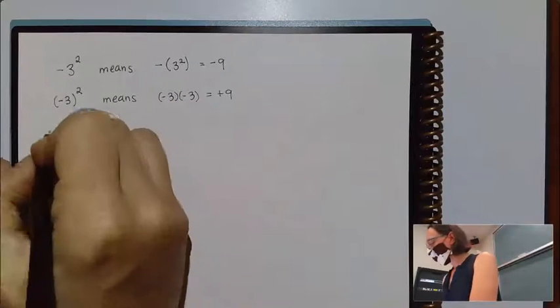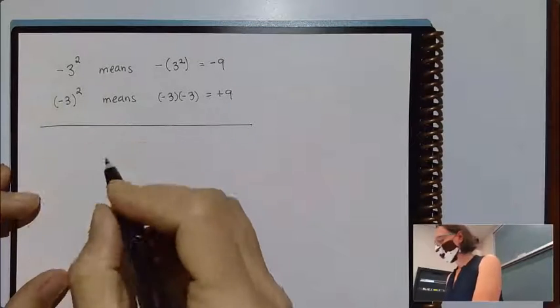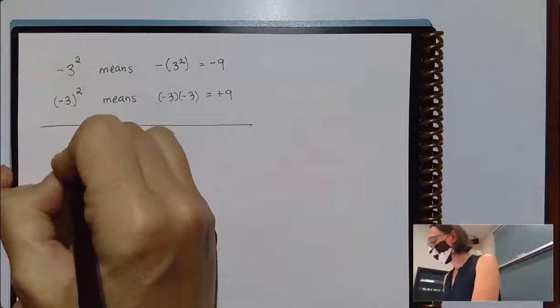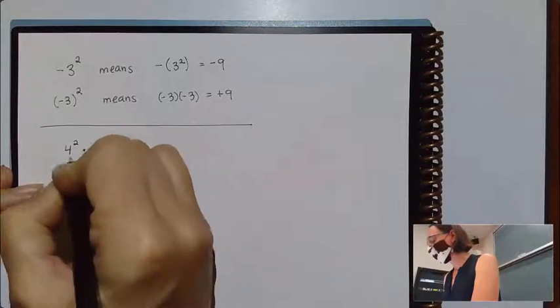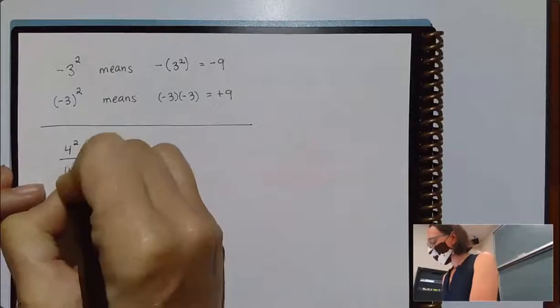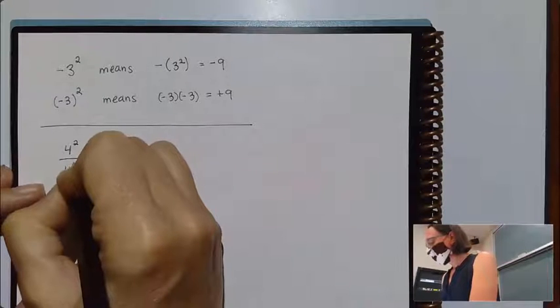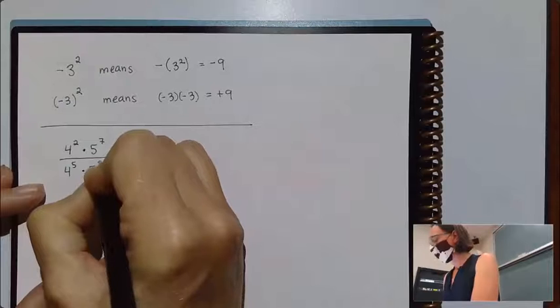Okay. Back to more simplifying. So if I had 4 squared times 5 to the 7th over 4 to the 5th times 5 cubed.